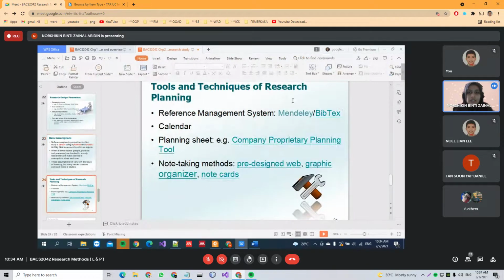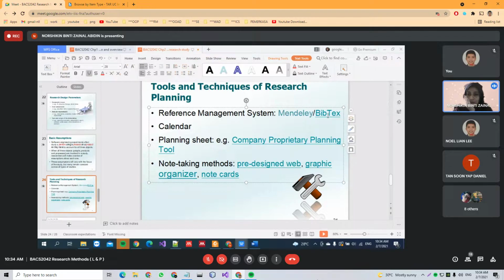Tools and techniques for research planning. Last week we already learned this. This is how your research is usually presented, not only for students. This is what we always use. Reference management: we use Mendeley, BibTeX. Last week we used BibTeX, right? But I failed to show you guys. But I found a video on YouTube. Maybe I'll share it with you later.